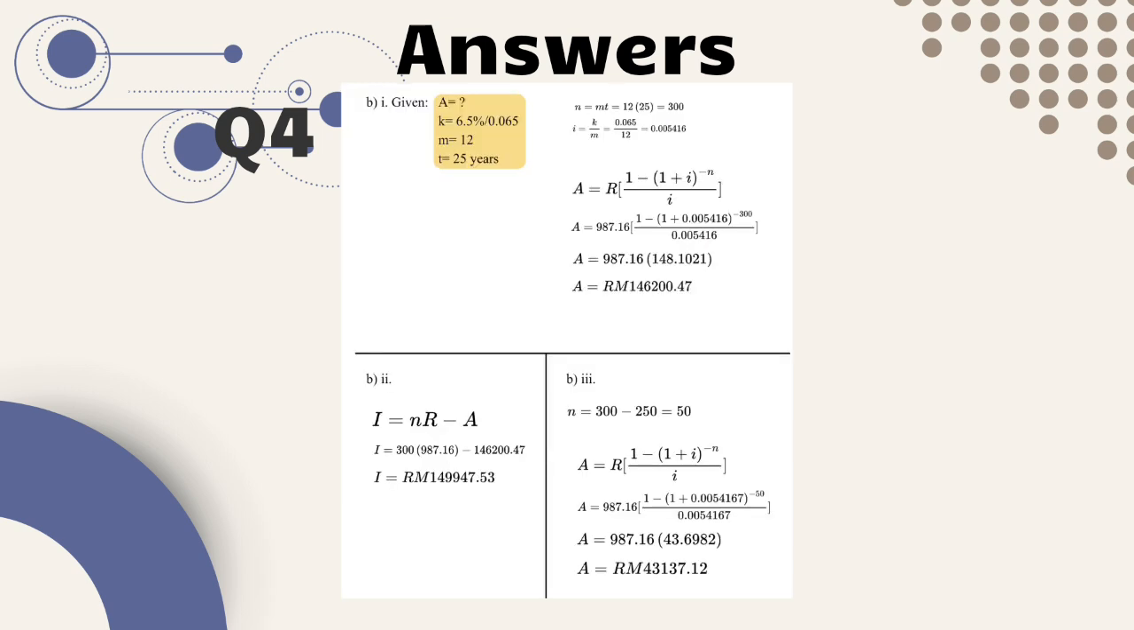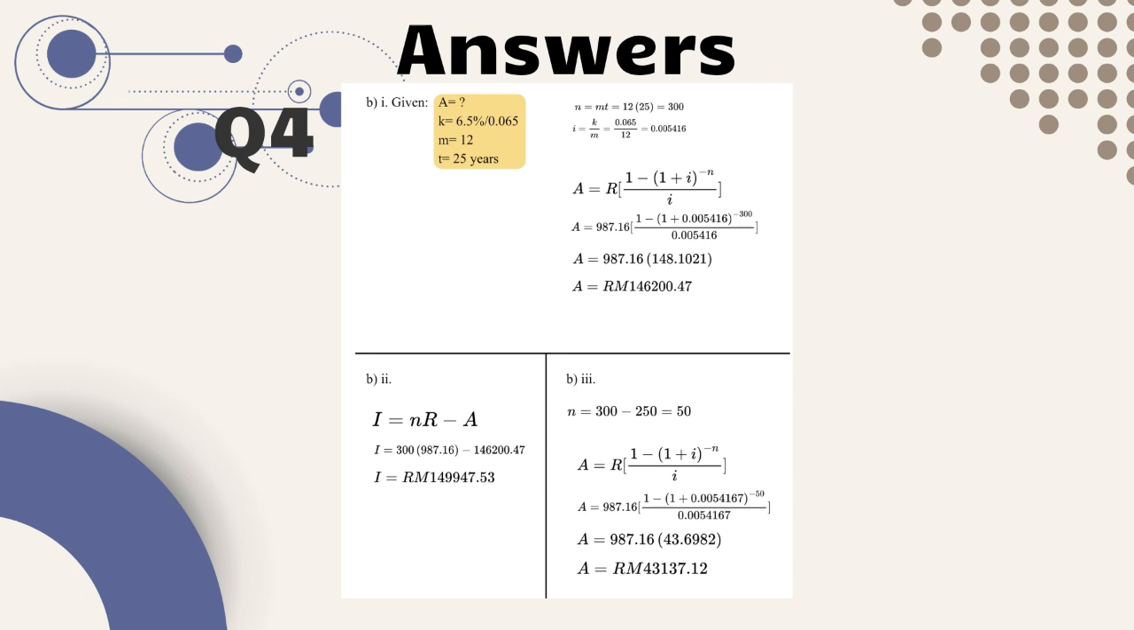Next, for question 4b, Sulaiman bought a house by making a sum of down payment. The balance was borrowed from a bank which charged interest of 6.5% compounded monthly for 25 years with monthly payment of 987 ringgit and 16 cents. Find the amount of the loan given K equals 6.5% or 0.065, M equal to 12, T equal to 25 years. To find the amount of the loan, we need to find the value of A.